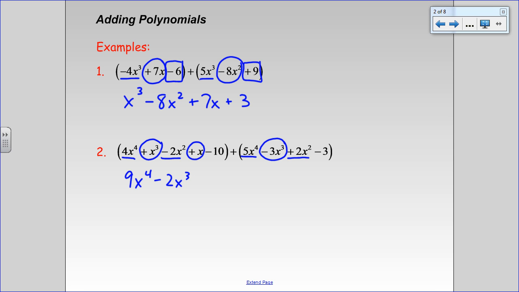We have x and no other like terms, so we'll include that in our answer. And finally, we have -10 and -3 for a total of -13, leading to the answer 9x to the 4th minus 2x cubed plus x minus 13.